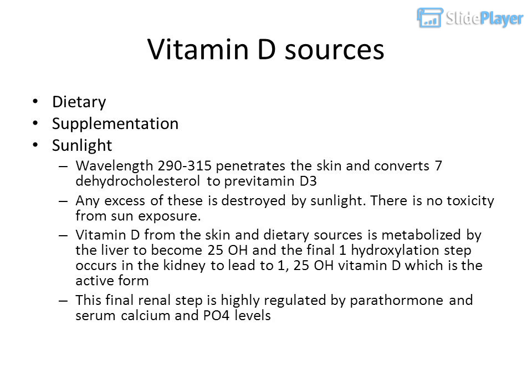Vitamin D from the skin and dietary sources is metabolized by the liver to become 25-OH, and the final 1-hydroxylation step occurs in the kidney to lead to 1,25-OH vitamin D, which is the active form. This final renal step is highly regulated by parathormone and serum calcium and PO4 levels.